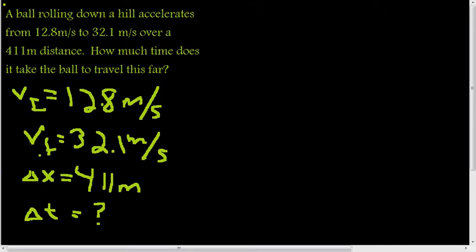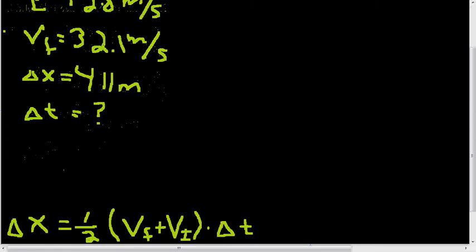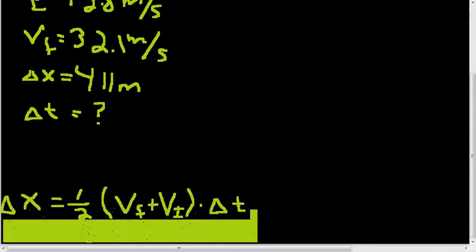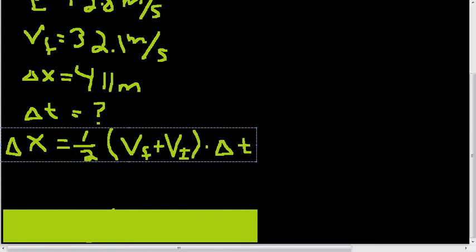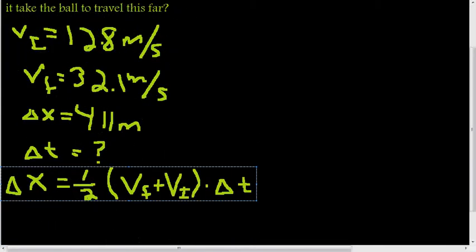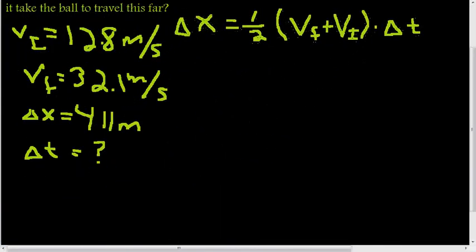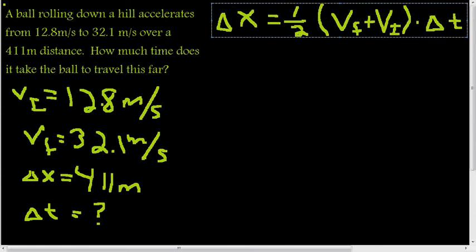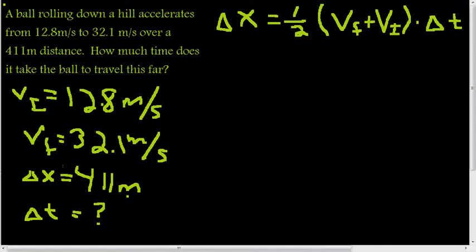Next step after we've allocated our information is we always need to find an equation that has the variables that we need as well as the one which we want to find out. I've already copied this down. This could be any one of your four kinematic equations. In this case, it's this one here. So let's take this, cut it, and bring it up top where we need it.